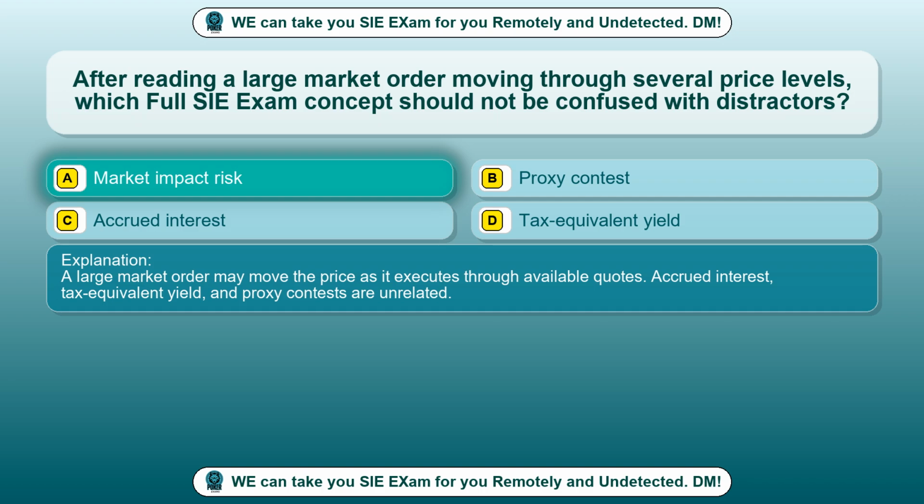Accrued interest, tax equivalent yield, and proxy contests are unrelated.